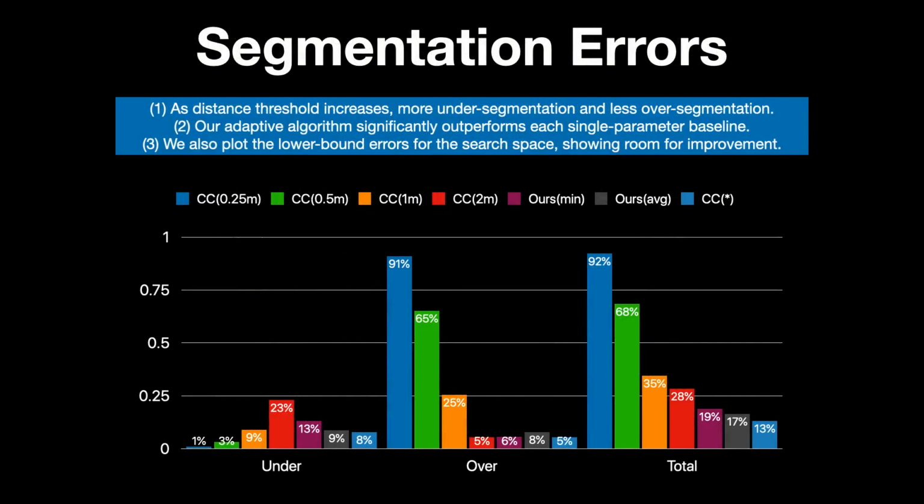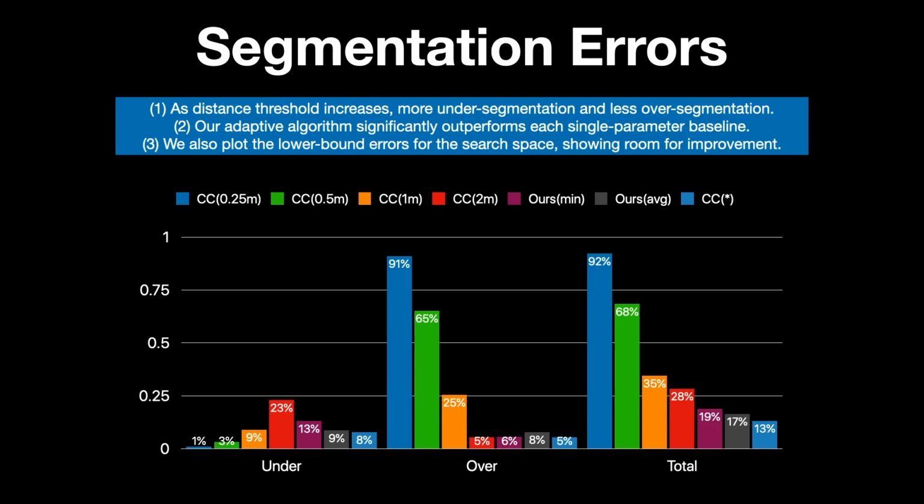Here, we plot segmentation errors evaluated on the KITTI dataset. We first show 4 baselines, featuring connected component with different single distance thresholds, from 0.25 meter to 2 meter. As the distance threshold increases, even though it's able to reduce the over-segmentation error as the middle column shows, it also causes more under-segmentation errors because a larger distance threshold tends to merge more things into the same segment. This supports the observation that there is no single one-fits-all distance parameter.